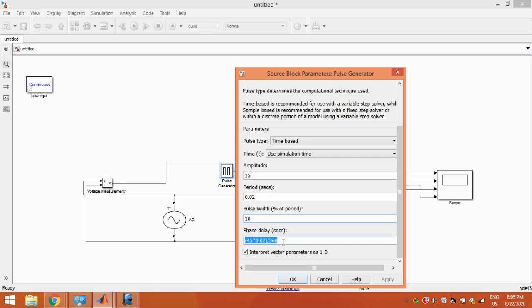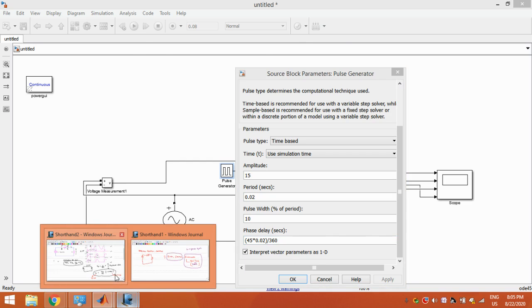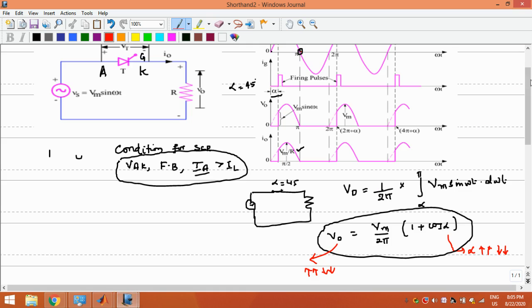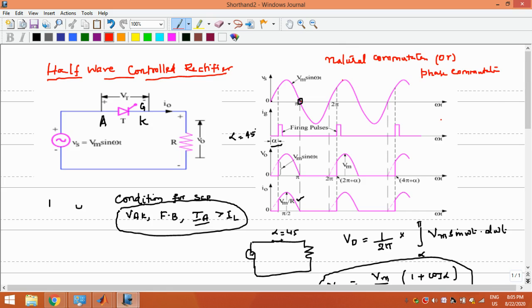And next comes the very critical part of this, where you need to give the firing angle. In the theoretical analysis, we saw that the firing angle should be 45 degrees. We took 45 degrees. Here, you see, specifically, they have not given it in terms of angle. Rather, they are particular about feeding it in terms of seconds. So all you need to do is give this firing angle as 45 in terms of time.